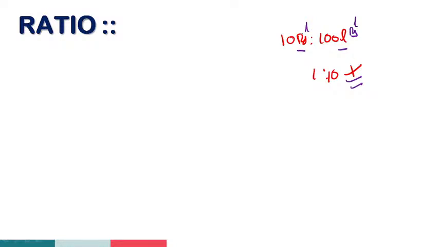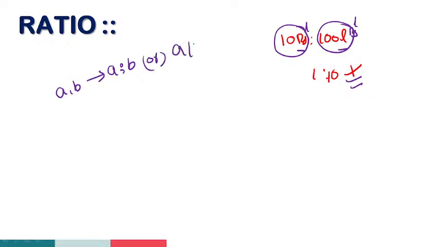Ratio means two quantities of the same units is called the ratio. So 10 rupees is one quantity, 100 rupees is another quantity. For example, A comma B, the ratio is A is to B or A by B, which is the same. Here A means antecedent and B means consequent.